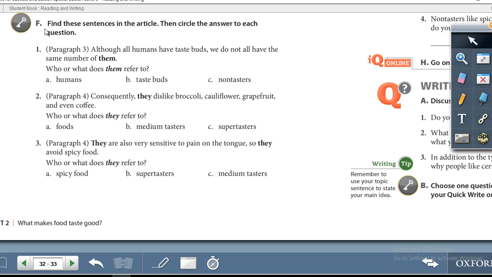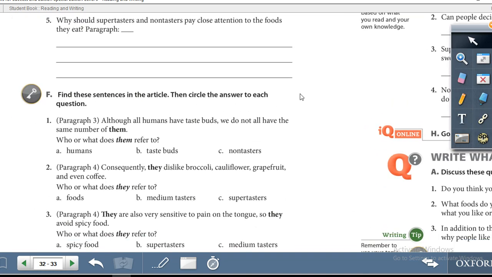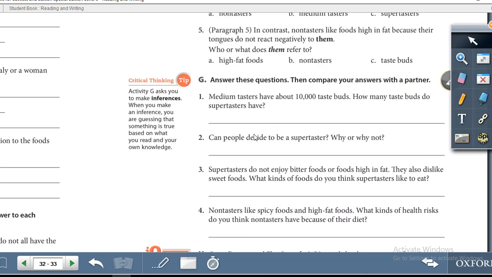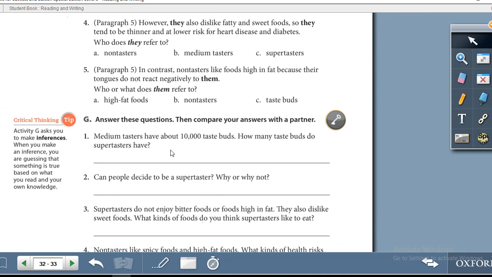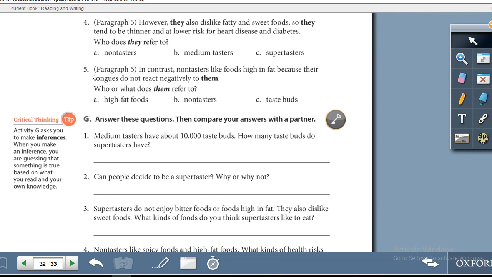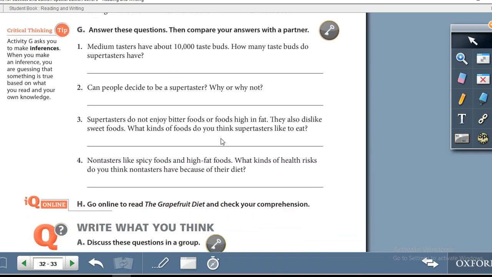So that is how you will complete exercise F. Let us now move on to page 33. You will complete number 4 and number 5 in the same order. You will put a circle around your correct answer. Let us move on to exercise G.